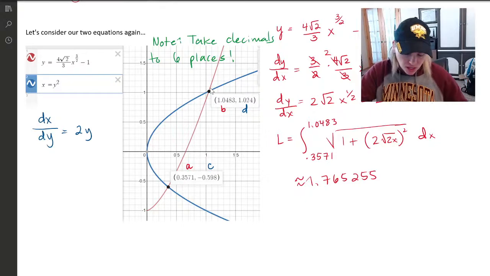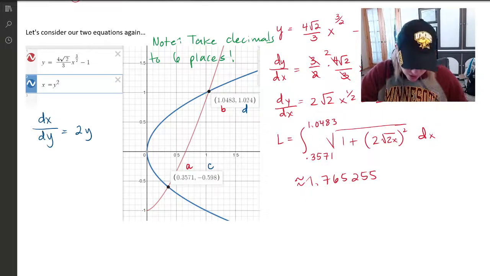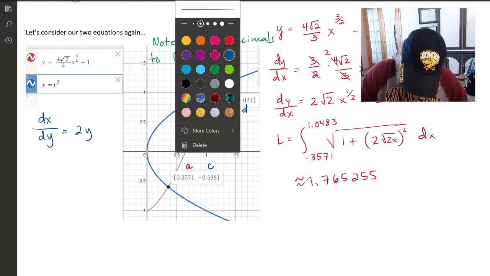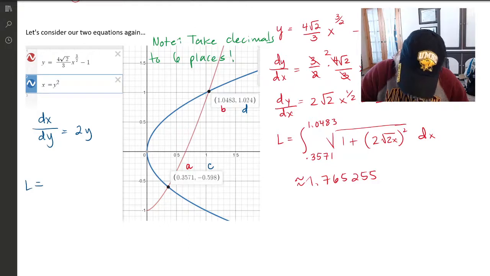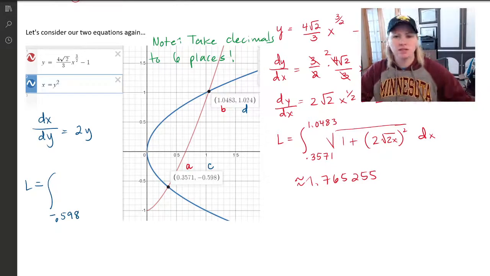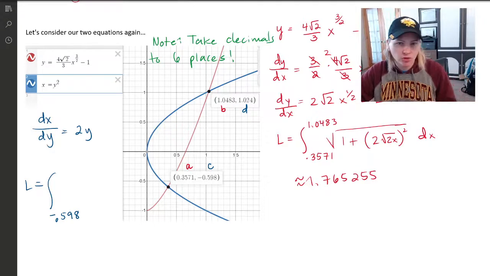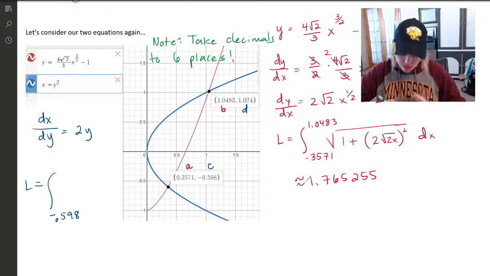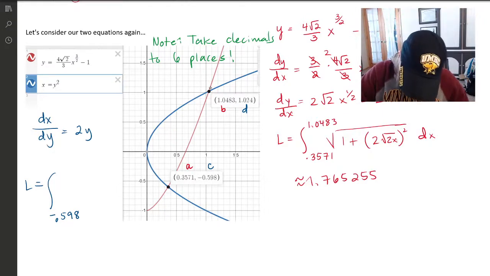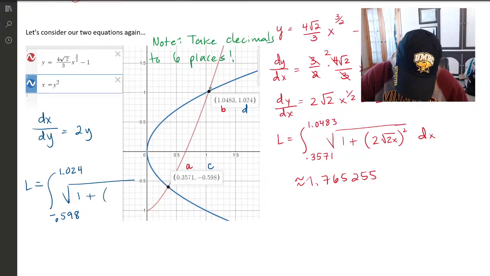Now I'm going to go over to the other side and do the blue curve and find its length of curve. So this length, I'm going to use the y coordinates on. So I'm going to go from negative 0.598. And again, because it's Desmos, it cut me off. I don't know what those are. If I was finding them in my calculator, I would want to go to 6 places, minimum of 6 places. And then 1.024. And then the square root of 1 plus 2y squared.